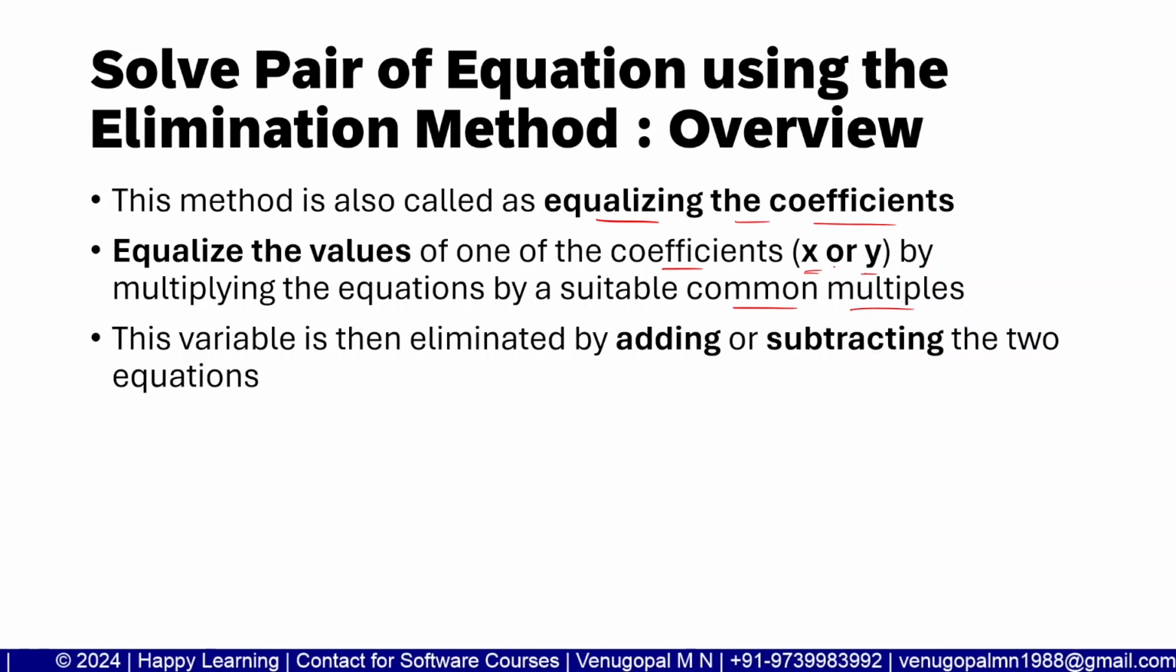Once it is equal, this variable is then eliminated by adding or subtracting the two equations. When a particular coefficient of a variable, for example x or y, is the same, then you can eliminate that by either addition or subtraction based on the sign. Correct? Let us understand those steps with an example. If you have not understood the steps, pause the video at this moment and go through the sentences. Don't worry about how it is handled because we are going to see that in a moment.